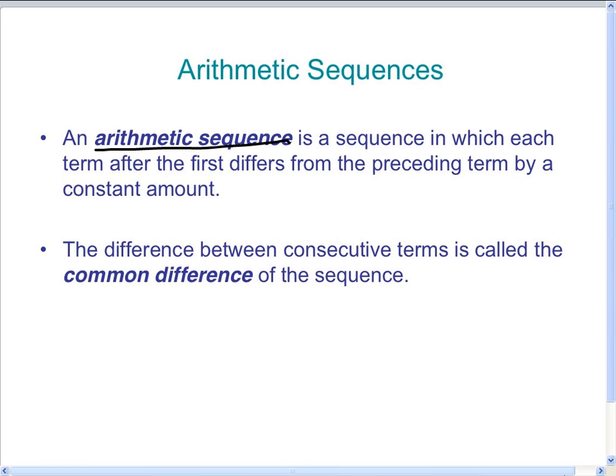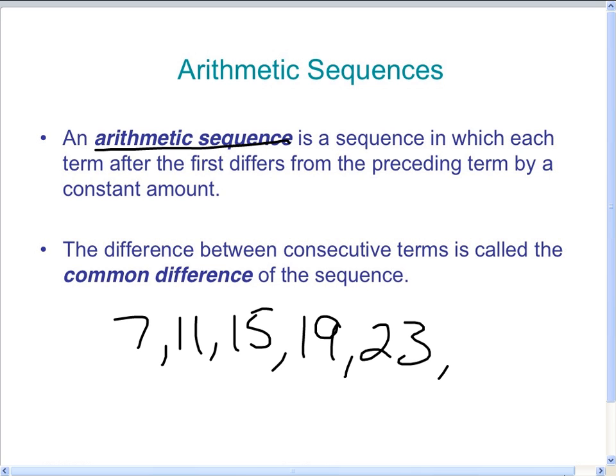An arithmetic sequence is a sequence in which each term after the first differs from the preceding term by a constant amount. In other words, what you're doing is adding the same number each time. So for example, if I start with, I don't know, 7, and I add 4, and I add 4, and I add 4, and I add 4, this would be an example of an arithmetic sequence.